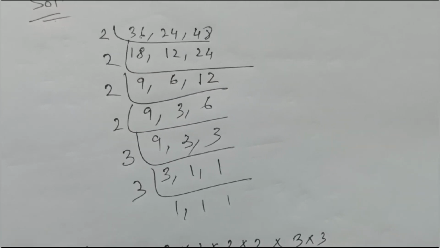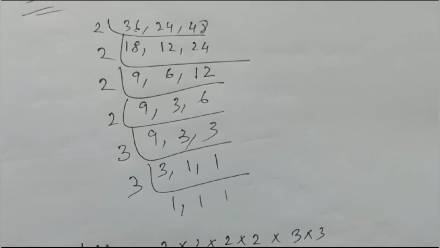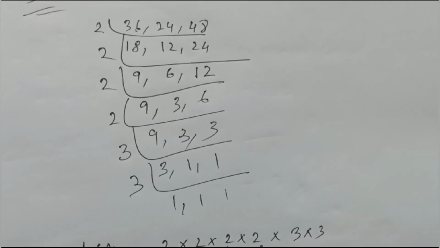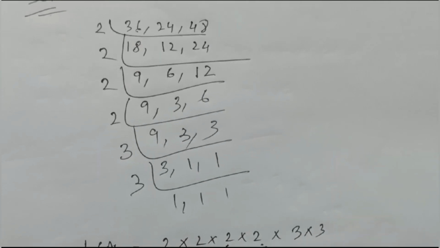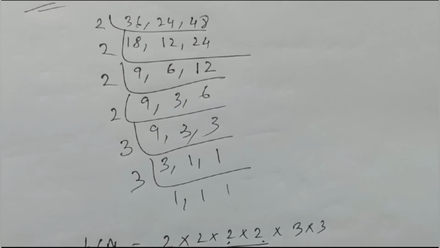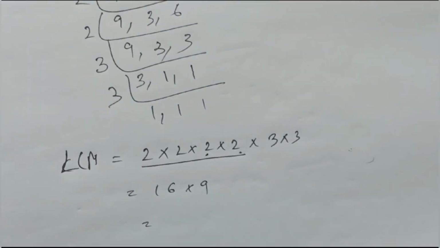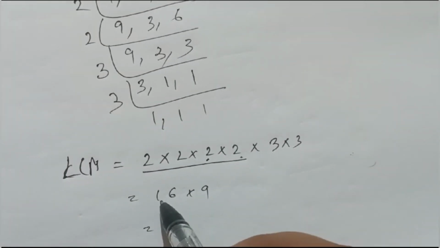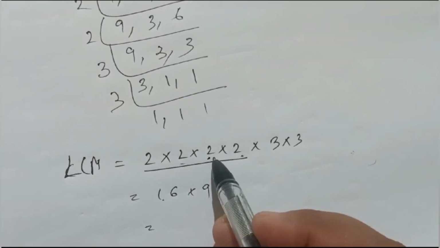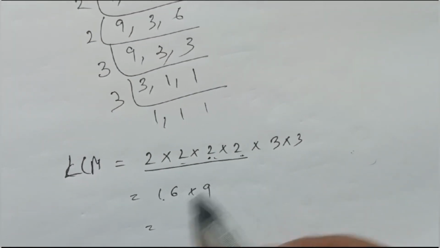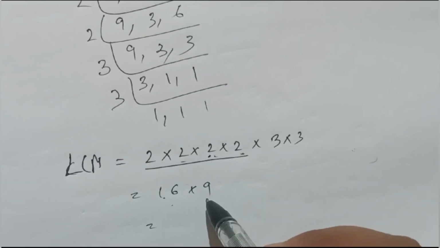2 into 2 into 2 into 2 into 2 into 3 into 3. So 2 twos are 4, 4 twos are 8, 8 twos are 16, into 9. So 16 into 9, how much? These twos we got 16, and here 3 threes are 9.